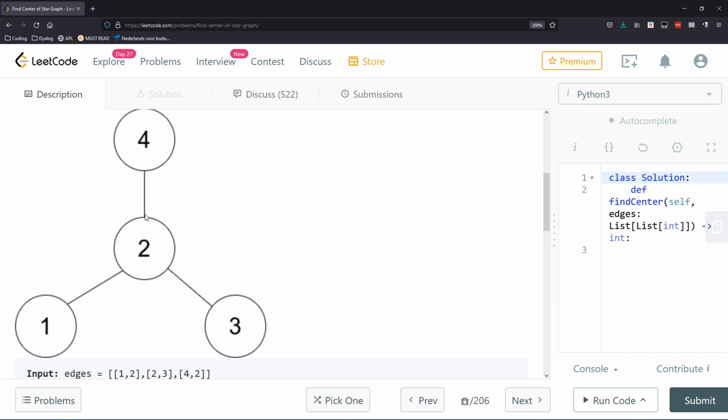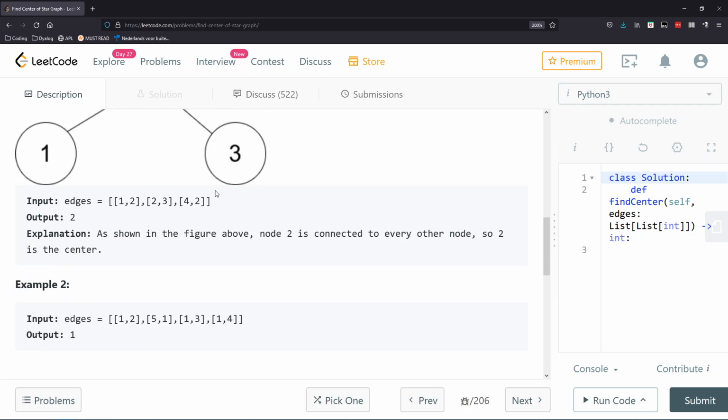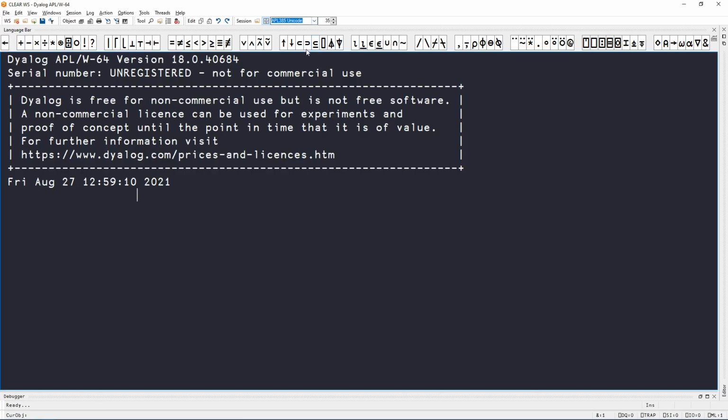And our task is to determine from the list of edges what the center of the graph is. And that's essentially just taking a look at the list of edges and figuring out what number is repeated, because a star graph always looks like this. For example, over here, the center of the graph is 1 because 1 is the only element that shows up in every single edge, and also it's the only number that's repeated.